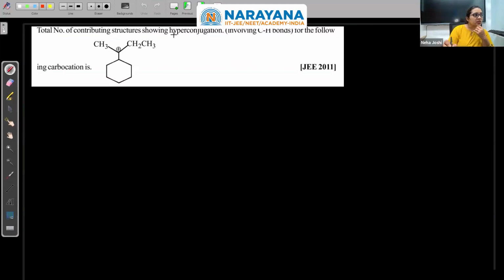Total number of contributing structures showing hyperconjugation involving CH bond. So we'll encircle this alpha 1, alpha 2, alpha 3. Here you can see there is one hydrogen. So 1. Here it is 2 hydrogen. Here I have 3 hydrogen. So total is coming 3, 4, 5, 6, 6 in total. So you'll simply say the number of contributing structures for this will be 6. Okay.